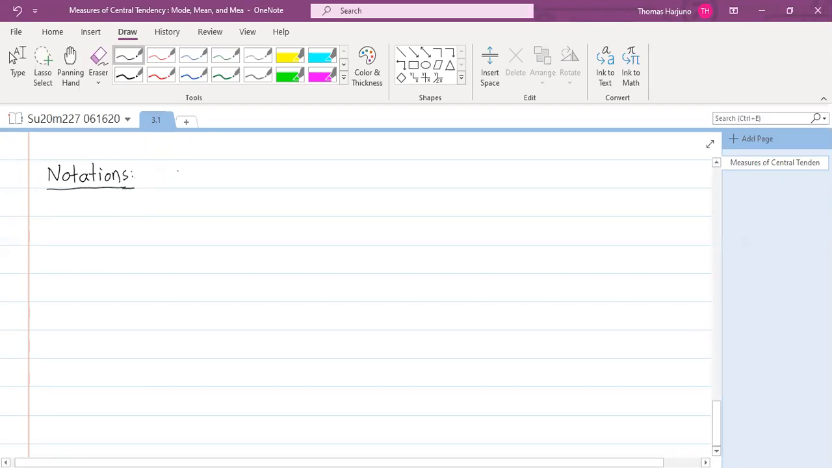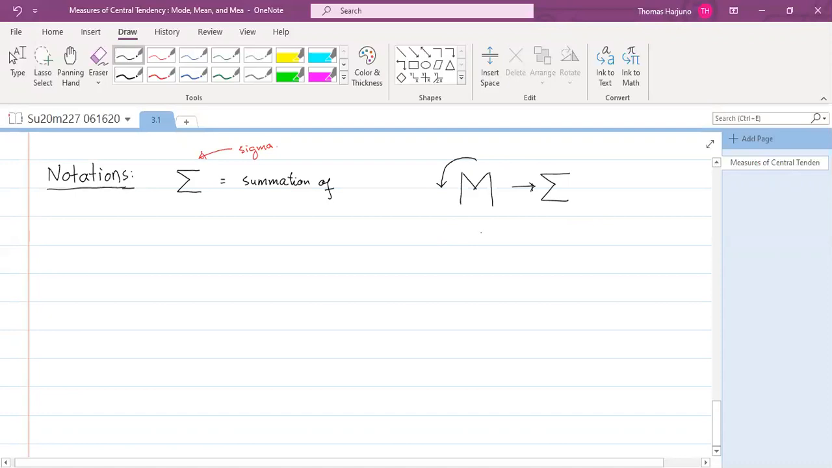Now, summation notation. This is called sigma. It is read as sigma, but I think I will read it as the sum of. The way you write this sigma notation, it is like a capital block M that you rotate 90 degrees counterclockwise. Imagine if you turn it 90 degrees to the left, it becomes like this. That's the sigma notation.